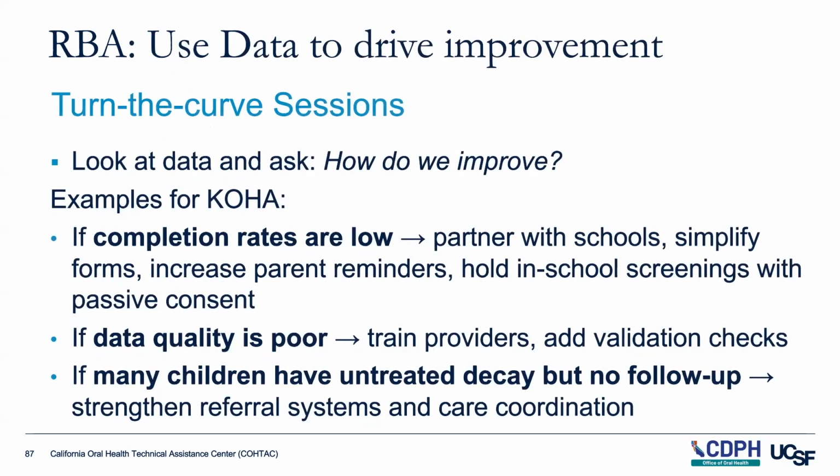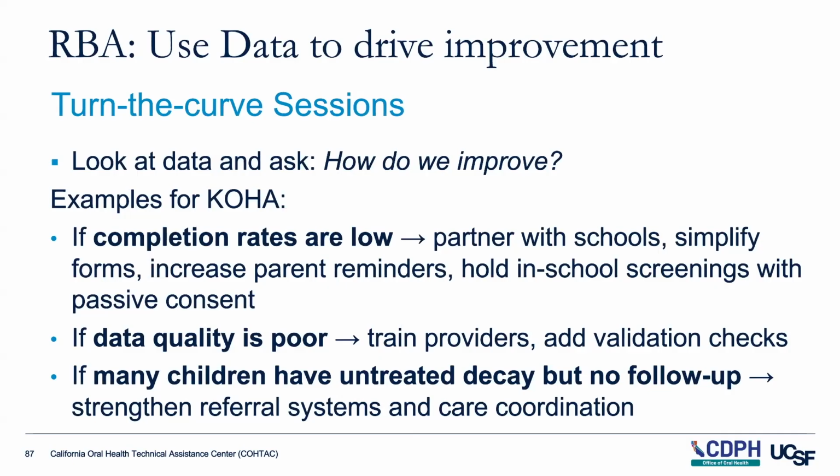And from taking that, we can do the turn the curve sessions, which people also touched on before. We're looking at the data and asking, how can we improve? What do we prioritize to improve? So for example, if your completion rates are low, you've already heard some great examples from the LOHPs. You can partner with schools, simplify the forms, increase parent reminders, hold in-school screenings with passive consent, right? These are ways to focus on that completion rate.